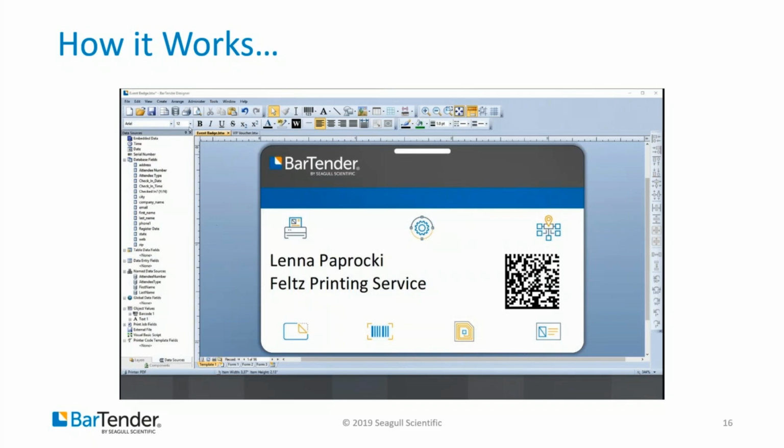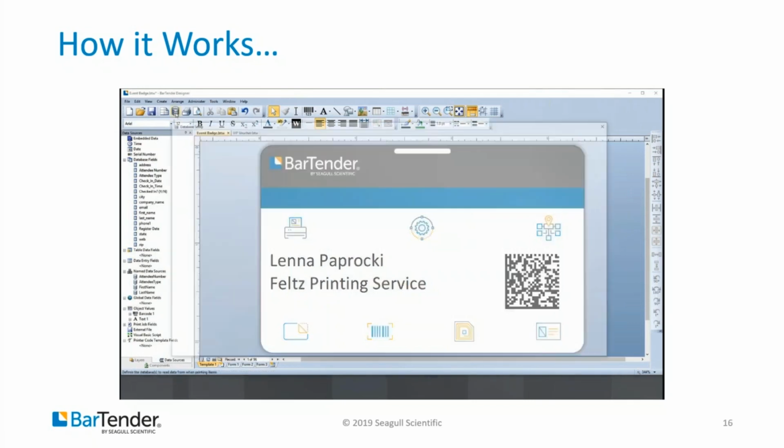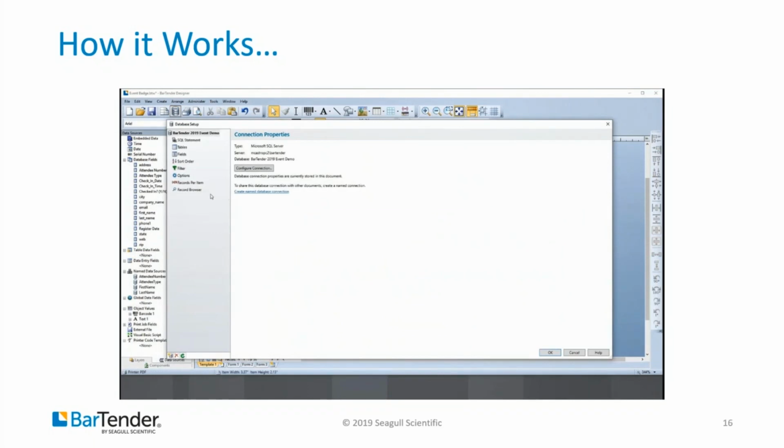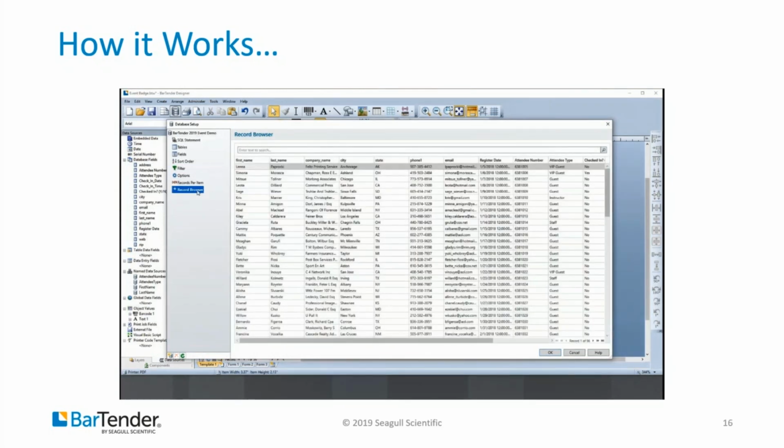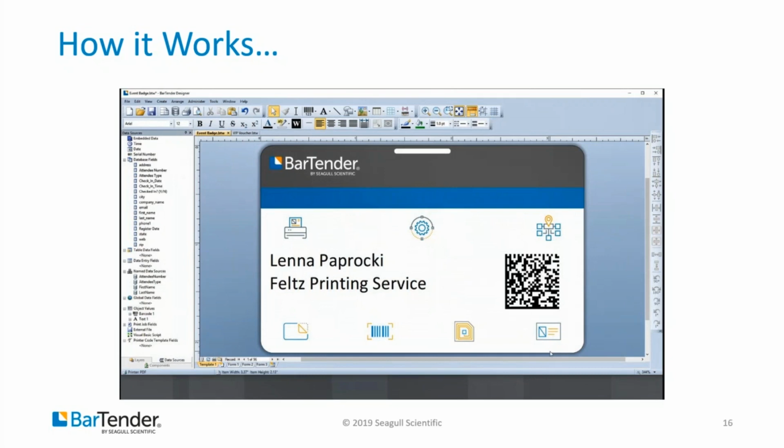So this badge here we see is connected to our database. So this one is a Microsoft SQL Server database. We can explore the tables, we can get a view of the whole record set if needed, and review everything, make sure it's correct. Okay, so that looks good. We'll close out the database connection setup.